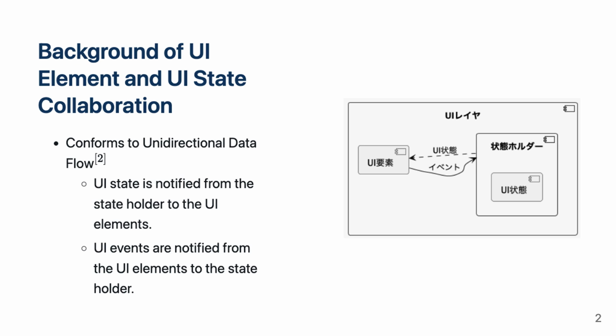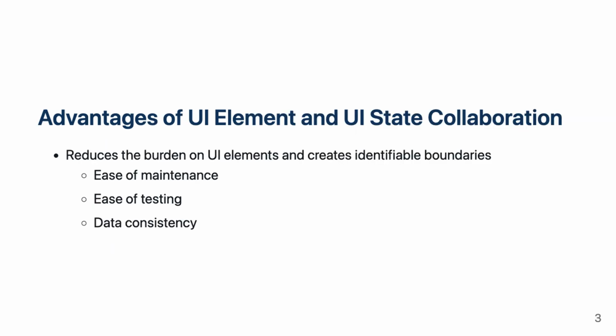What are the benefits of the UI element and UI state coordination we've been looking at so far? Why do we need to do this? By clearly separating roles, we reduce the burden on the UI. As a result, maintenance becomes easier and testing is also easier.